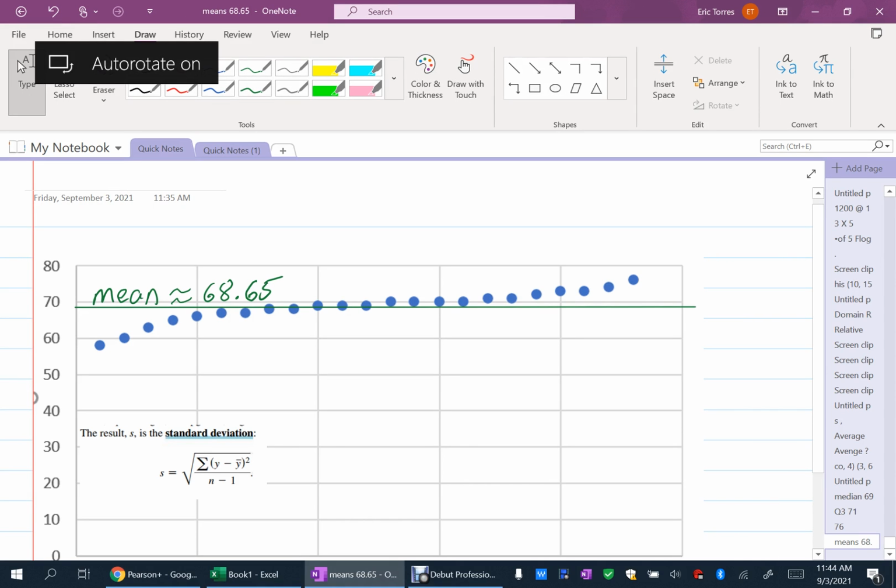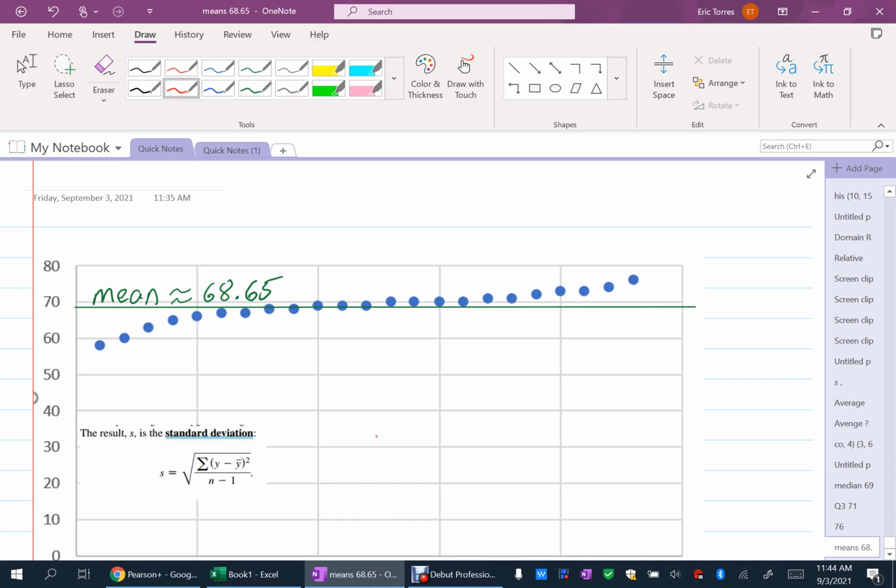The standard deviation is a mathematical formula, which we see here, and it's a lot of fancy terminology. First of all, what I'd really like to talk about is this summation of y minus y bar squared. What does that mean? Okay, let's talk about that first. Y bar is our mean.